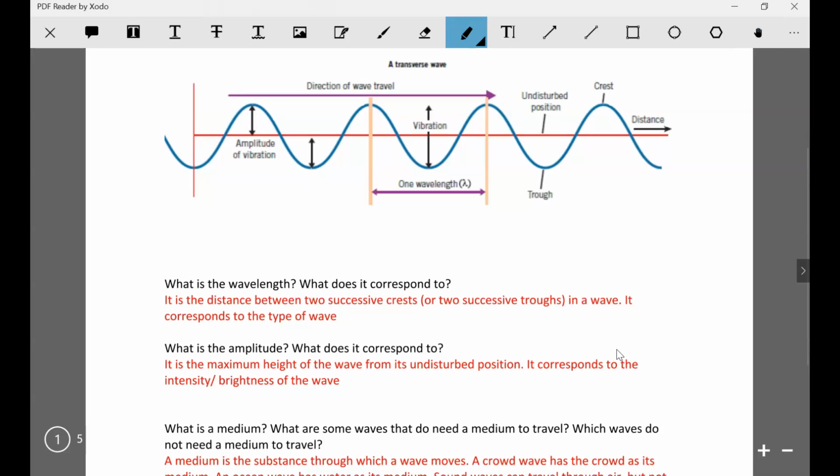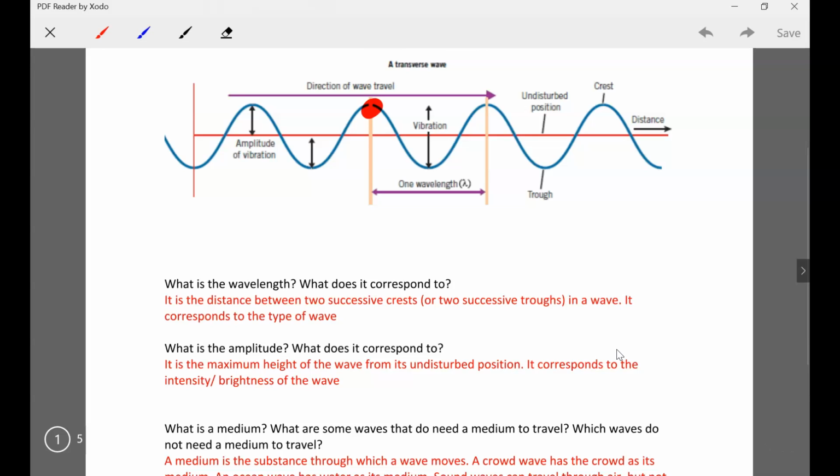We learned about what the wavelength is. So the wavelength is the distance between two successive crests, so that's one wavelength as shown here. It can also be the distance between two successive troughs. That is also one wavelength, and it's constant for a given type of wave, right? The wavelength also corresponds to the type of wave.